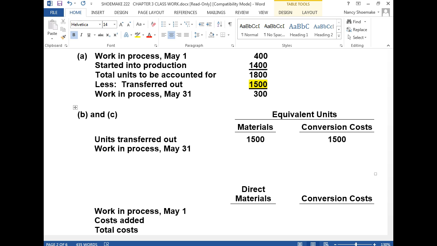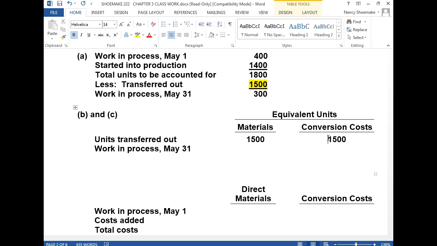Work in process, isn't it 50/50? Units transferred out, we're dealing with equivalent units here. All the conversion costs. Units transferred out would be totally completed. 1,500 units were transferred out. The beginning in process had material cost of $2,040 and conversion cost of $1,550. But what is the unit material cost for May?